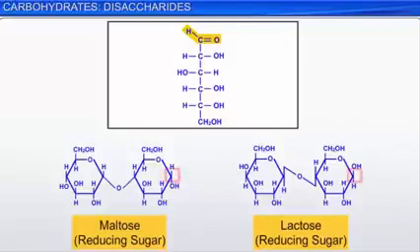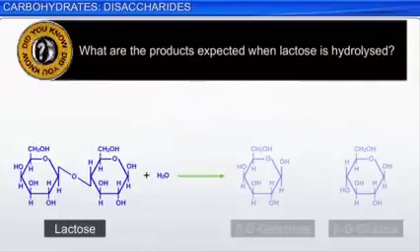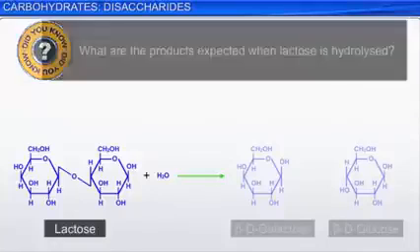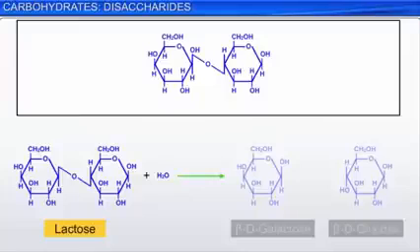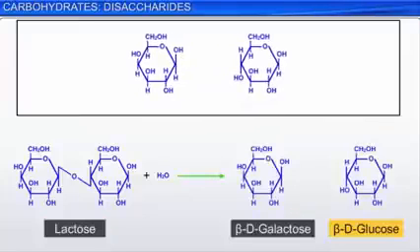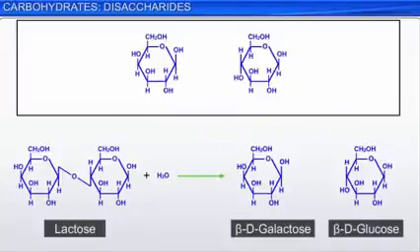Can you answer this question on your own? What are the products expected when lactose is hydrolyzed? Lactose would produce galactose and glucose in equal proportions. Here, we see the Haworth projections of lactose and the hydrolysis products.